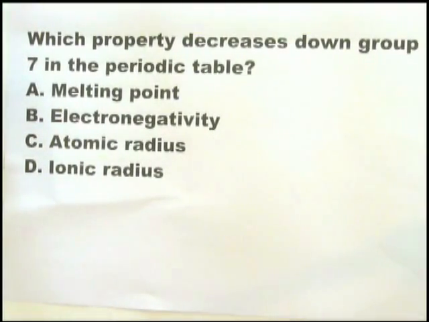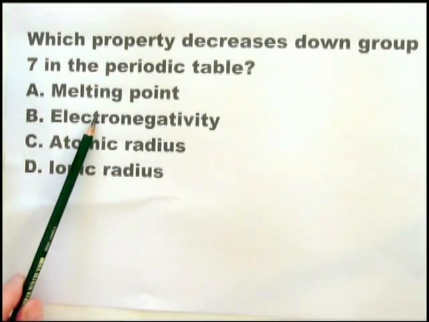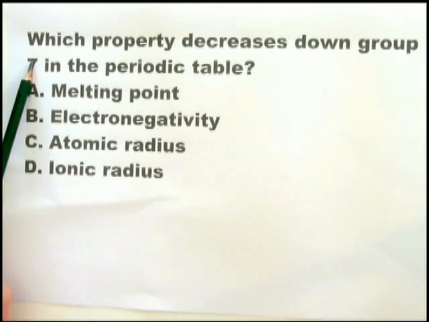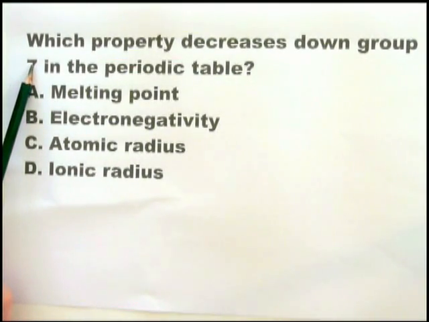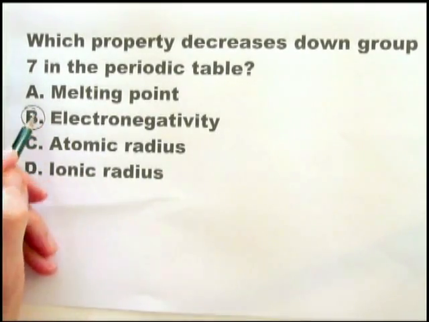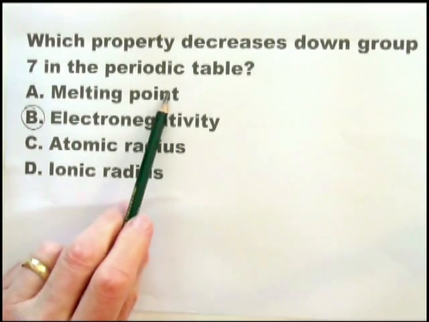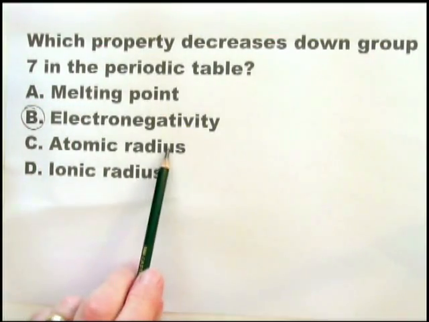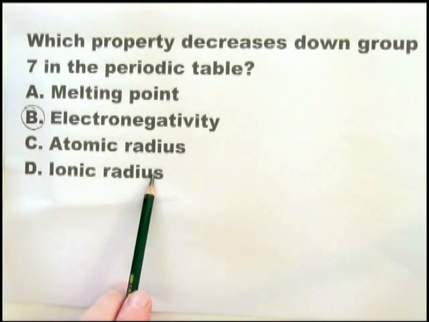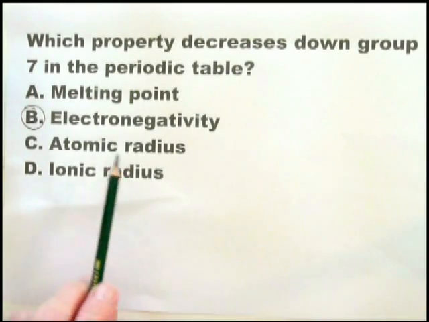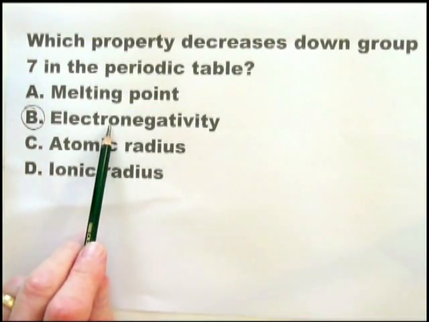When I look at this, the thing that jumps out at me is electronegativity, because I know in group 7, we're talking about the halogens, fluorine, chlorine, bromine, and iodine, and I know that fluorine has the highest electronegativity in the whole table, and the highest in the group, and therefore all the others will be below it. So I would go for electronegativity. And then I'd quickly realize, no, melting point does not decrease, atomic radius does not decrease, and ionic radius does not decrease. So that, I believe, is an easy one.